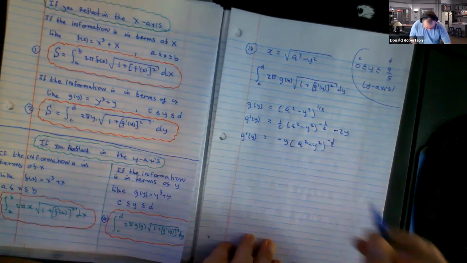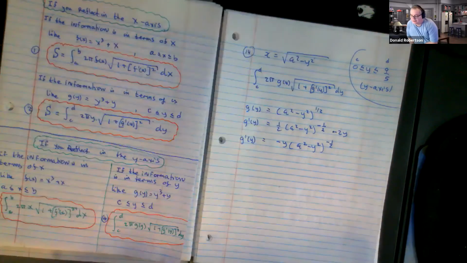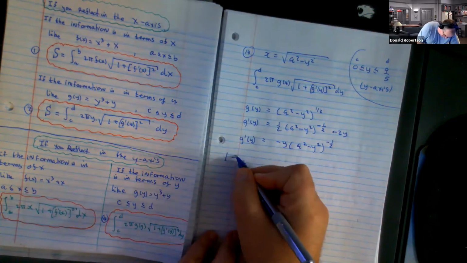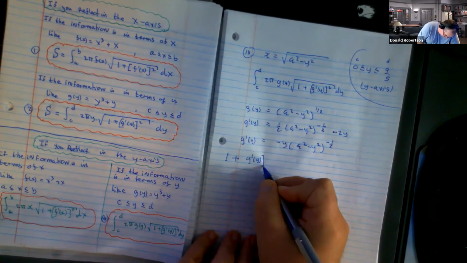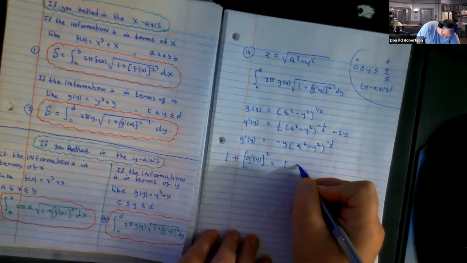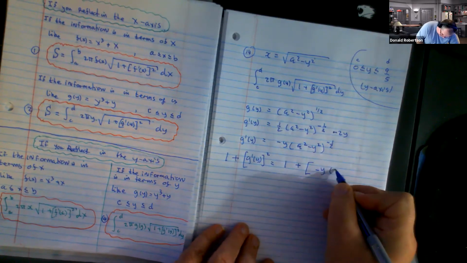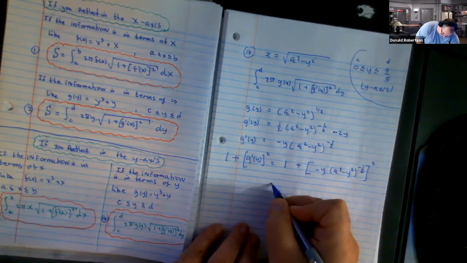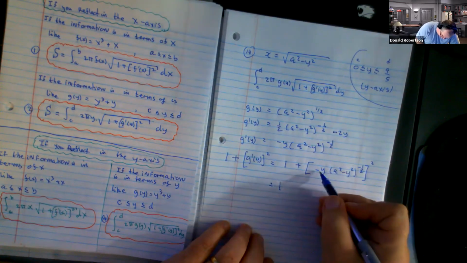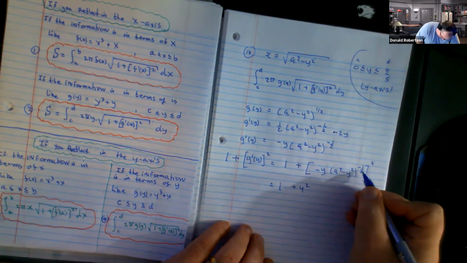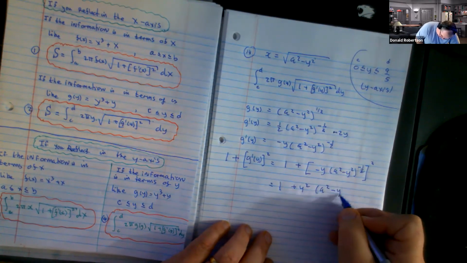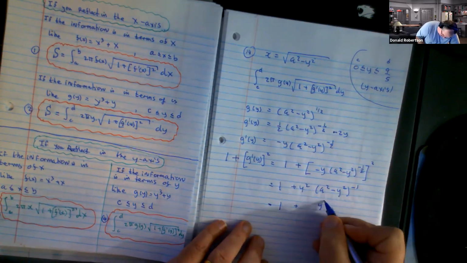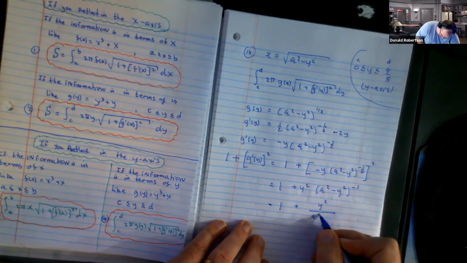I know we're in Calc 2, but have you noticed how much differentiation you do in Calc 2? It's not just all integration. Now, we're then going to take this fella and square him and add 1. So it's going to be 1 plus this expression squared. Square, square, square. Well, that becomes positive y squared. And if you square this guy, you get a squared minus y squared to negative 1. And now I'm going to return this fella into a fraction.